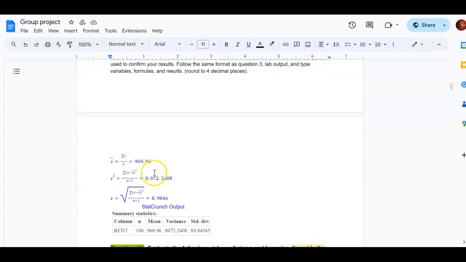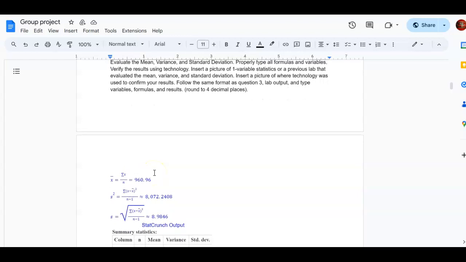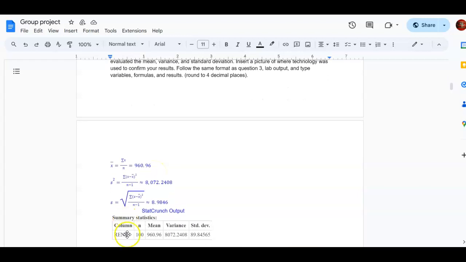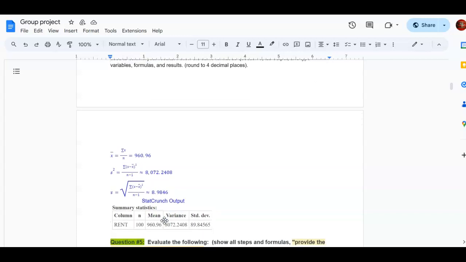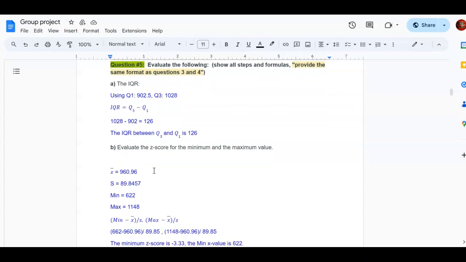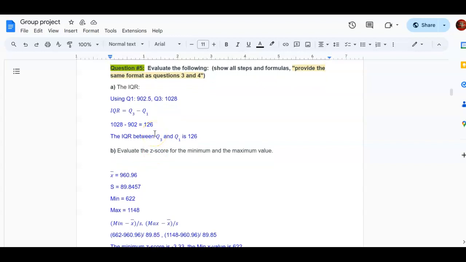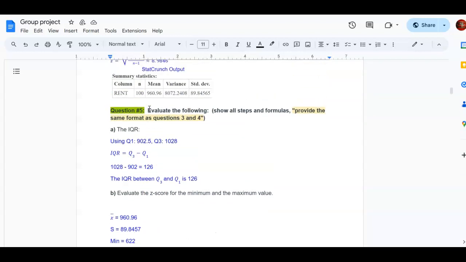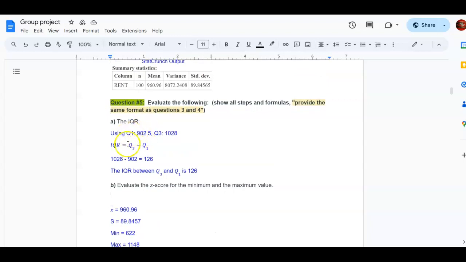Here we also used StatCrunch and inputted our data set in there to get our summary stats to get the mean, variance, and standard deviation. So here we have our equations for all three. Our mean ended up being 960.96. Our variance was 8072.2408. And our standard deviation was 8.9846.